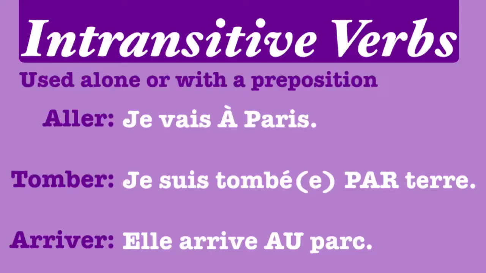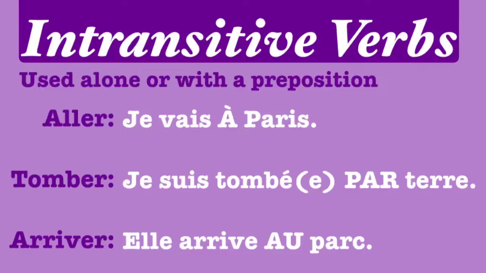Now, tomber can also be used on its own. We can just say, I fell, je suis tombé. And in that case, we're not going to be using a preposition, but tomber is still considered intransitive because it can't be used directly on an object. It does not take a direct object. It's either used on its own or with a preposition.